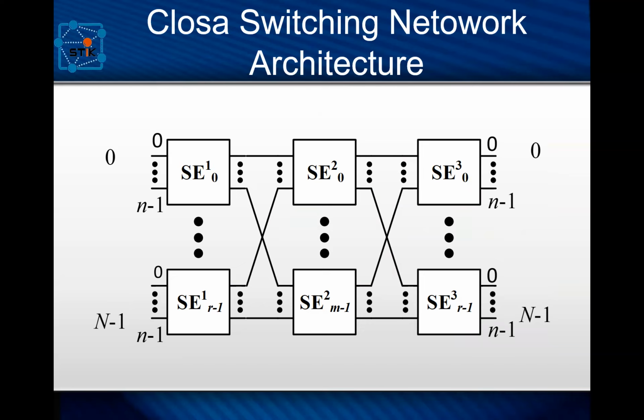The first and last sections are constructed with R switches of size N by M or M by N. The middle section is built with M switches of size R by R. The entire switching fabric has N inputs and N outputs.